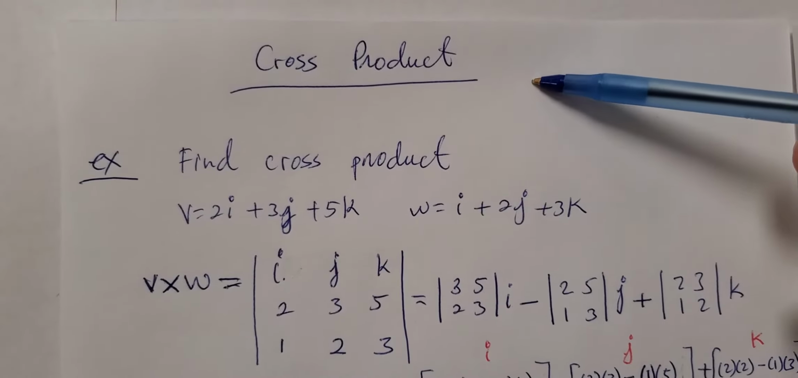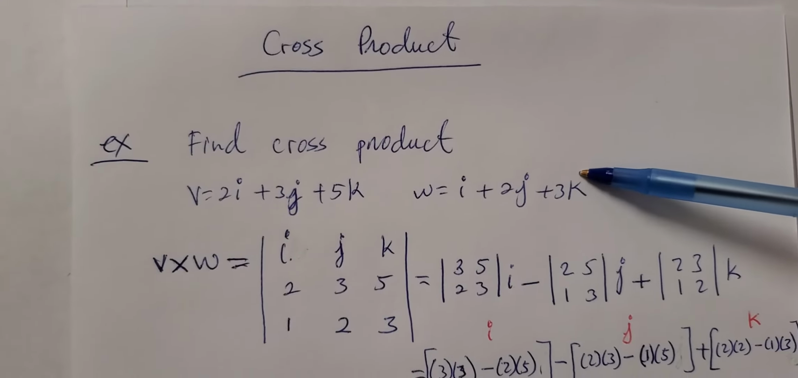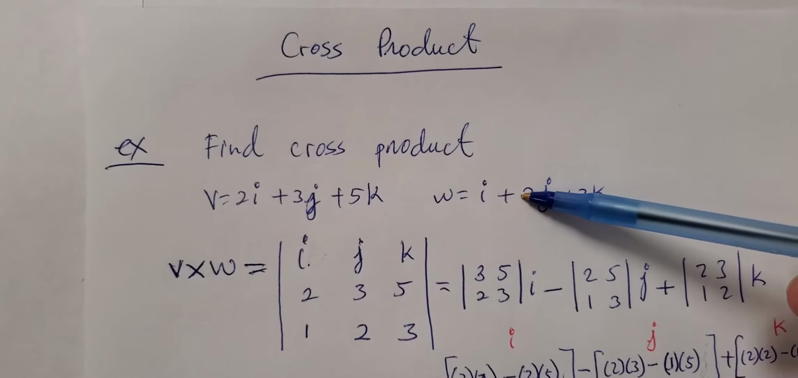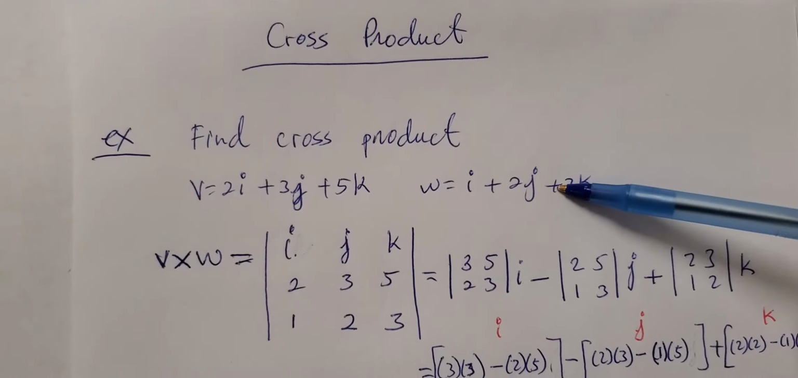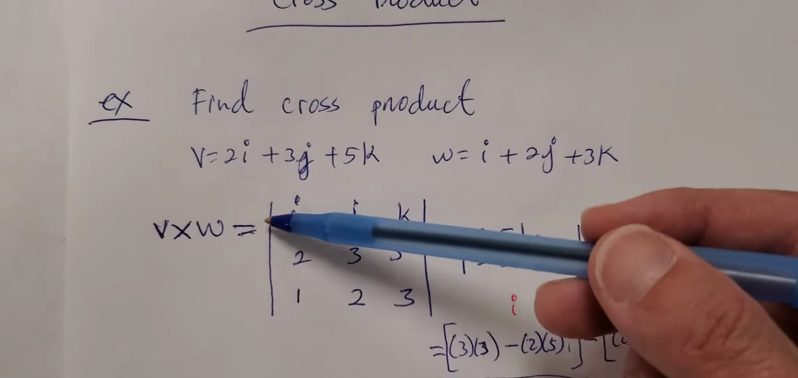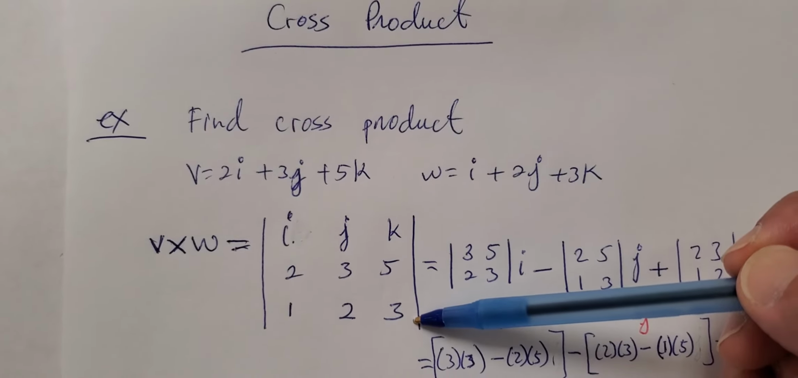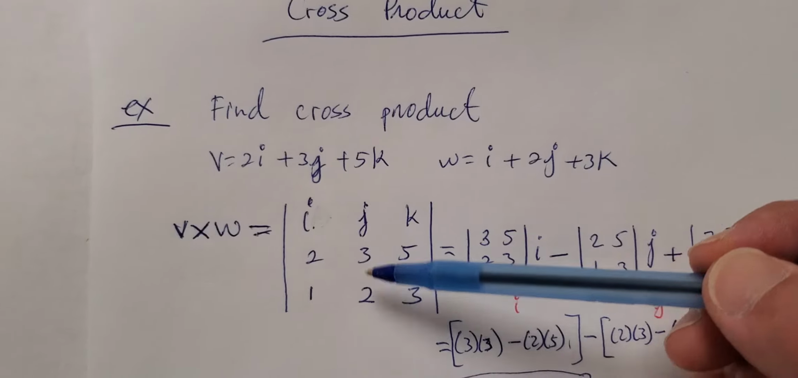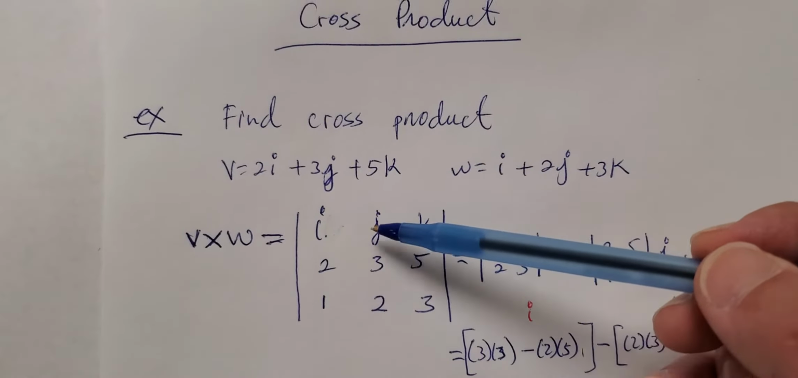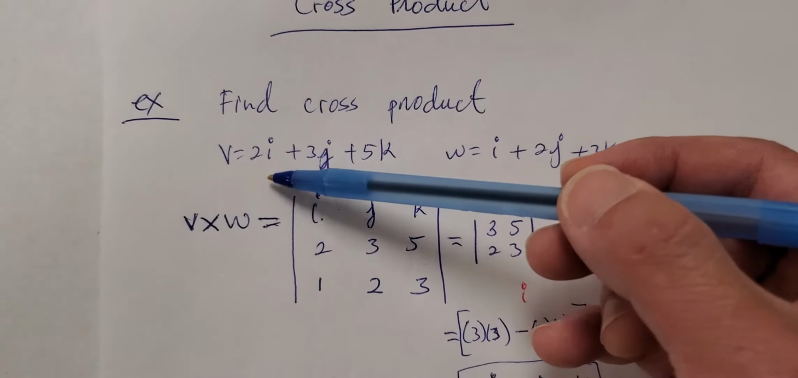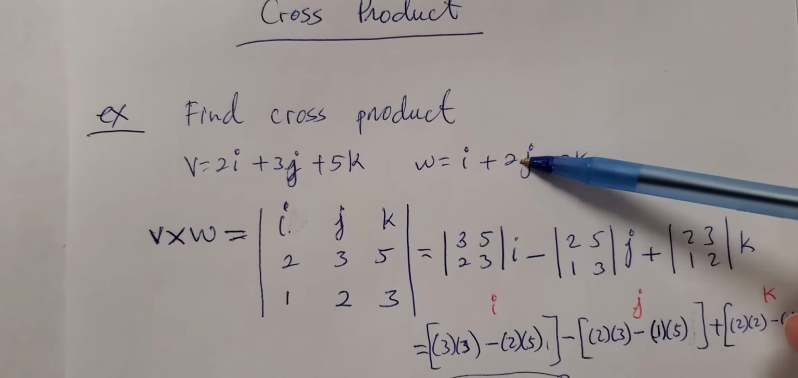This lesson is cross product. So here we have an example of trying to find the cross product of two vectors. When you set these up, make sure you set it up as a matrix. If you remember about matrices, so i, j, k, vector V, which is here, vector W, which is here.